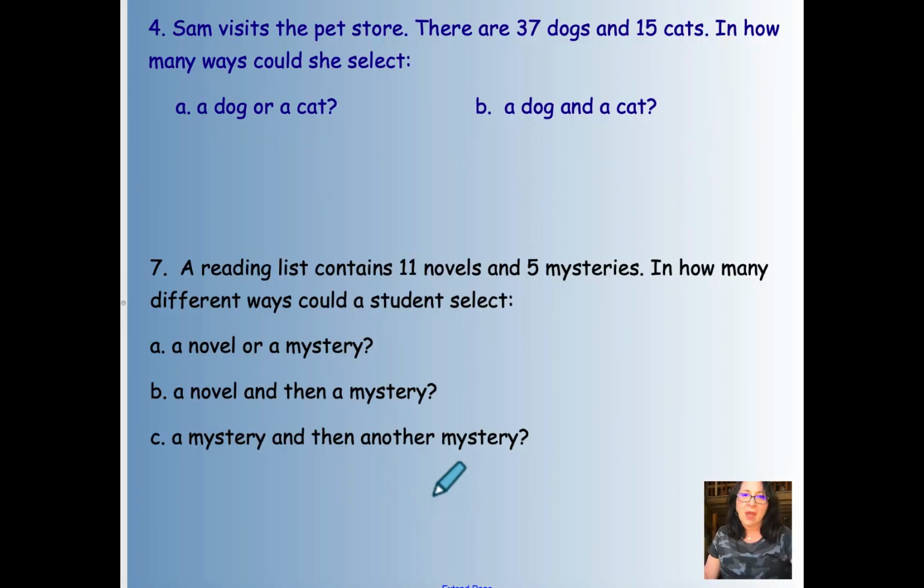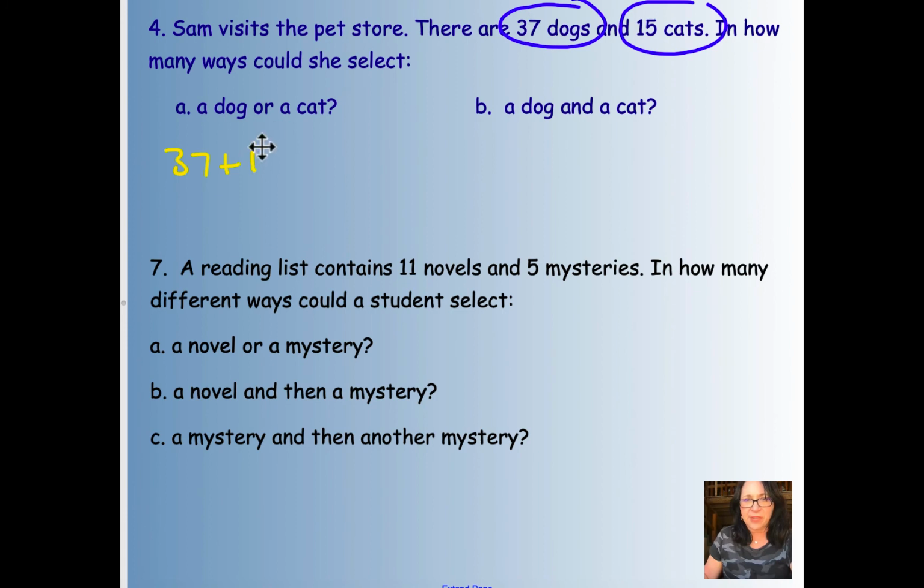Okay. Sam visits the pet store. There's 37 dogs and 15 cats. So in this problem here, basically I want a dog or a cat. So I've got 37 dogs, I've got 15 cats. I want a dog or a cat. So I've got 37 plus 15. And so what is that, 52? And so I've got 52 options of getting a dog or a cat.